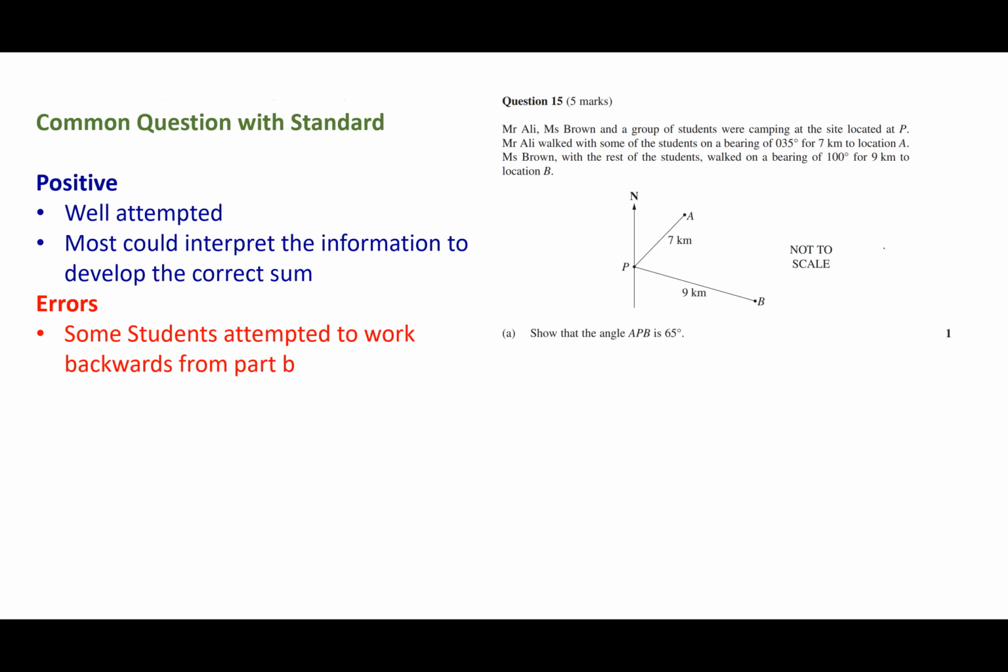Again, quite well attempted. This is another common question with a standard sum. Most, I was quite surprised, interpreted the information in the question and were able to come up with the correct sum. There were a few students who were trying to fudge, they didn't have the geometry, and they would work backwards from part B, having found the length already.